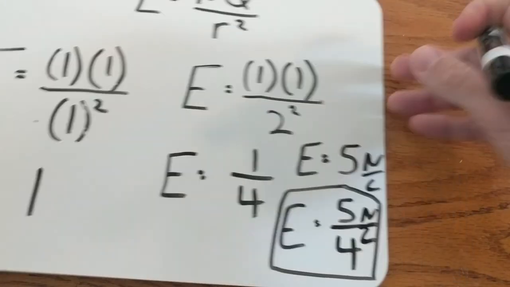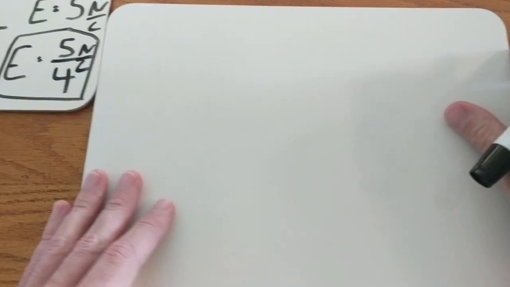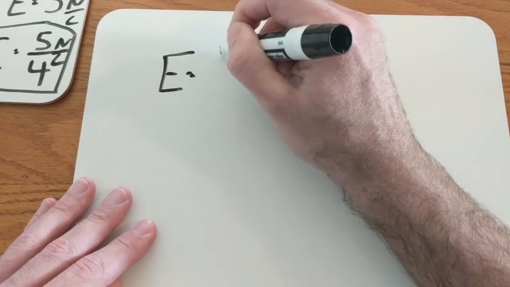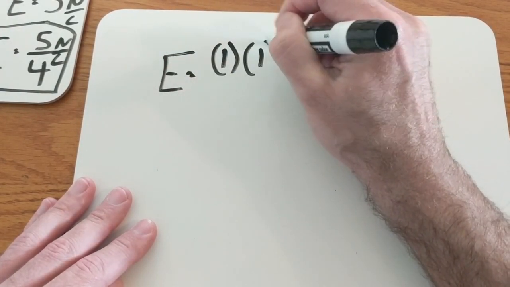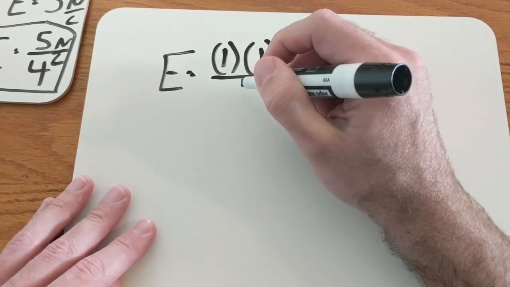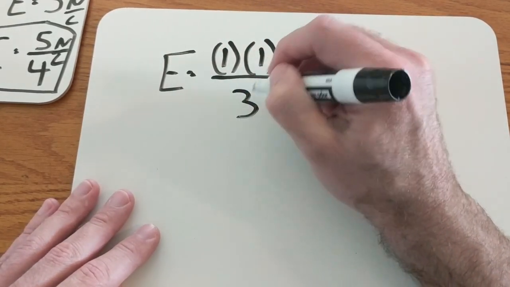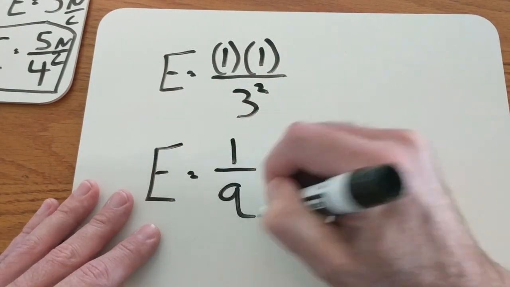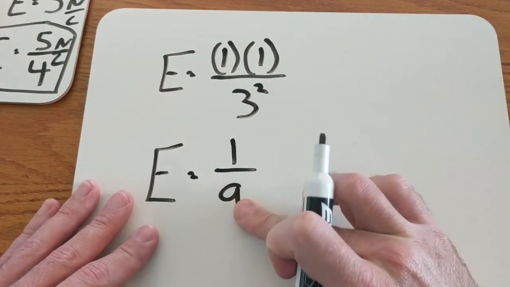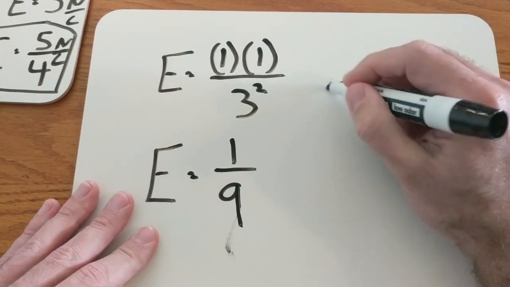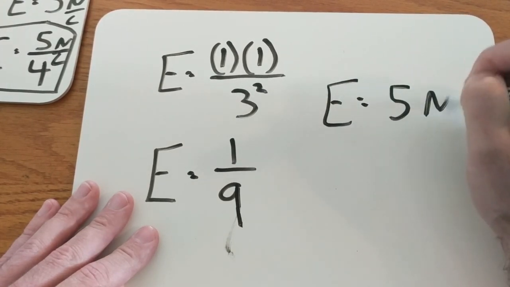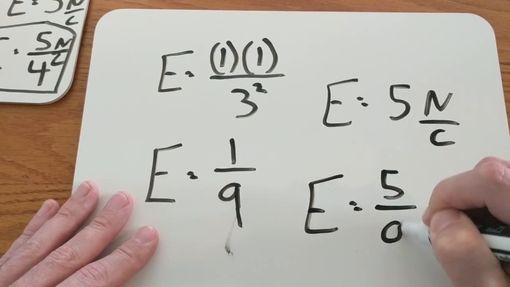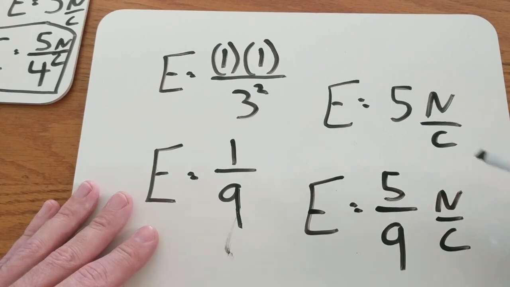Now in part B, they want to know what it would be 3 times further away. So we do the same thing. E equals, well, k hasn't changed, so we'll keep that as 1. Big Q hasn't changed, so we'll keep that as 1. But now we are 3 times further away because we're 3 meters instead of just 1. Remember, that's squared. So now E is 1/9 of what it was. And if the original E is 5 newtons per coulomb, now our new one is 5 divided by 9 newton per coulomb. And that would be our answer.